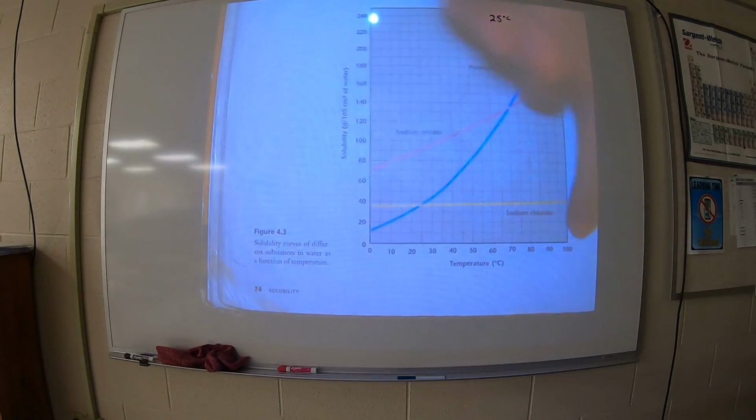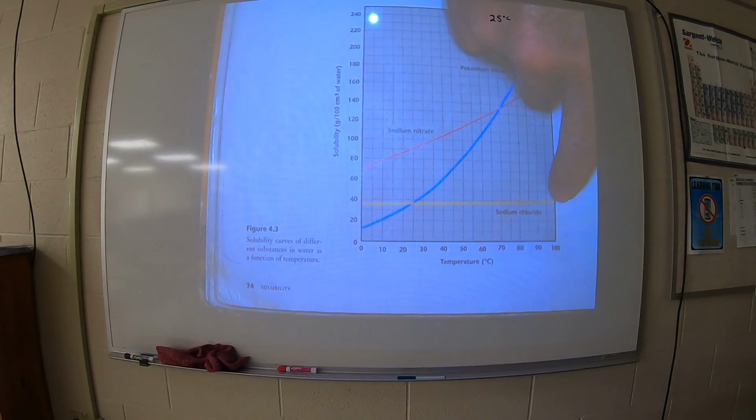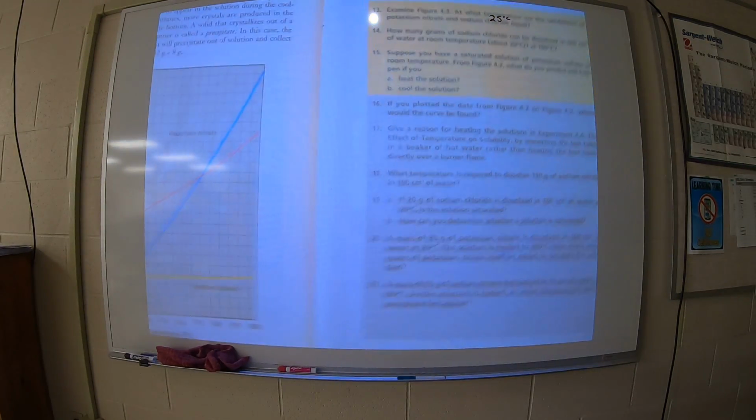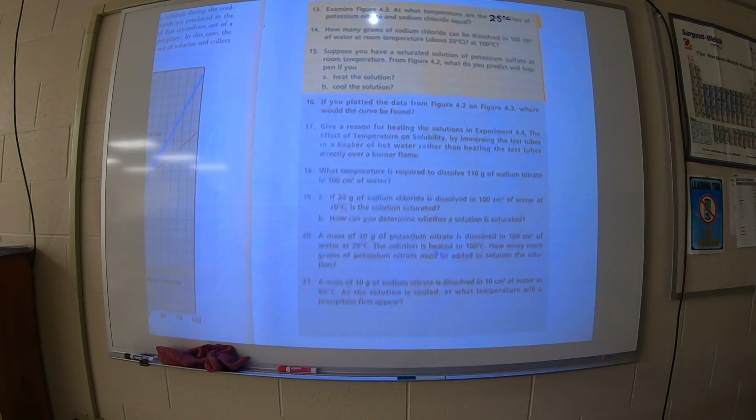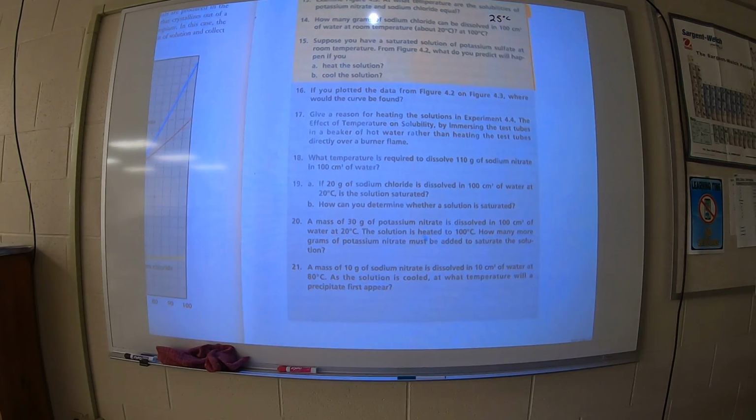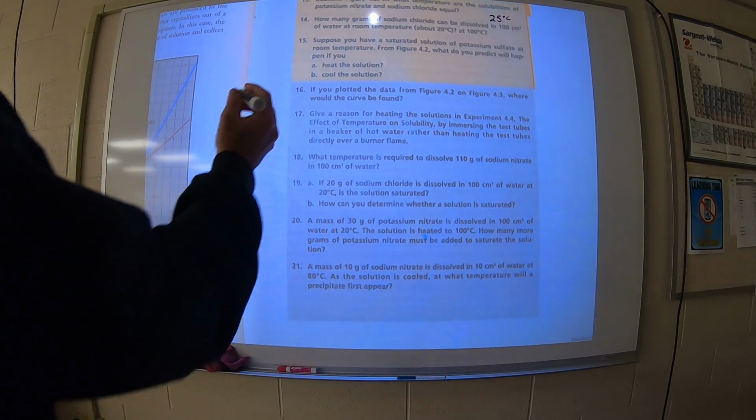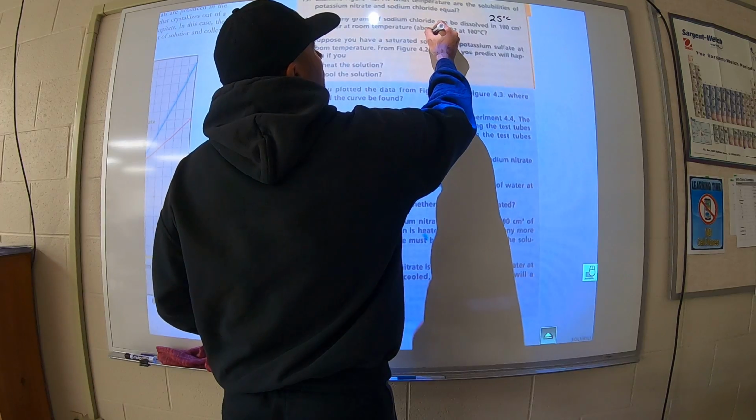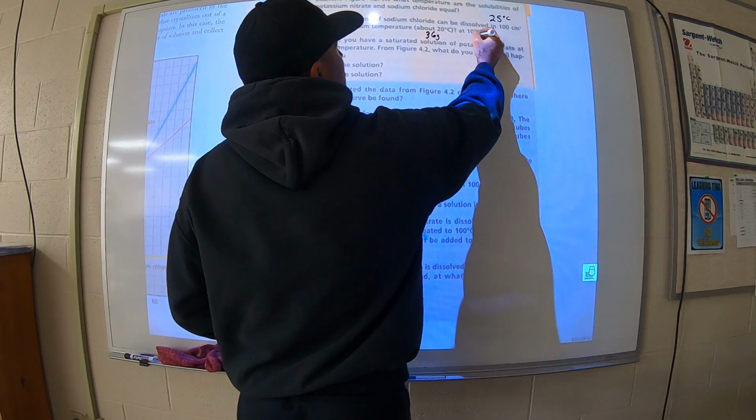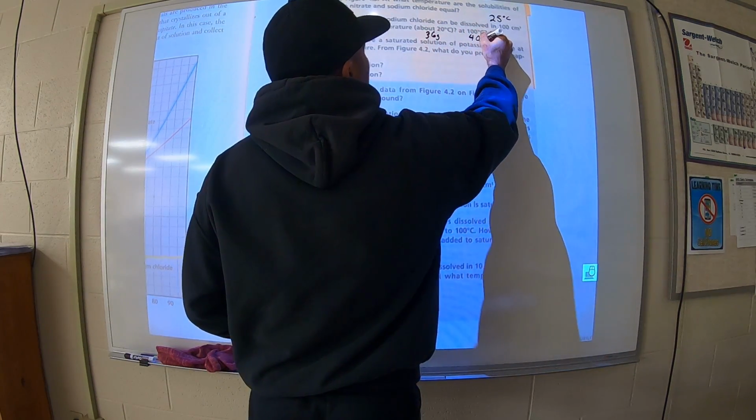And then if we go all the way over here to 100, it goes all the way up to 40. So we're going to say 36 grams, and then for this one, 40 grams.